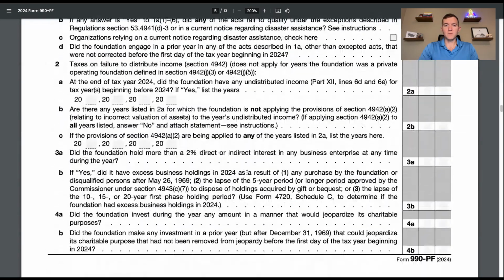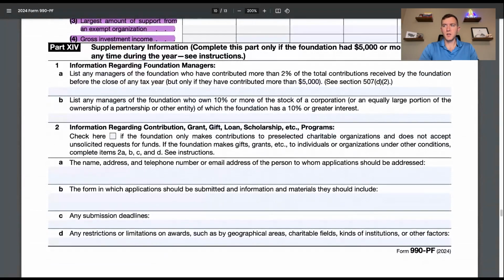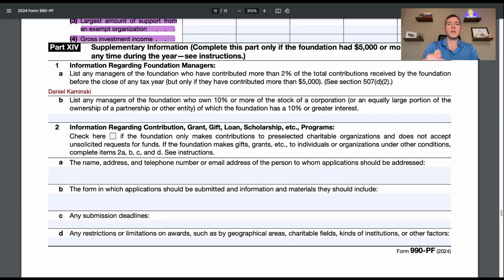And then we have to come down this little section here where it says information regarding foundation managers. This is listing any managers of the foundation who have contributed more than 2% of the total contributions received by the foundation before the close of any tax year, but only if they've contributed more than 5,000. So if that line item up there is checked, now we need to come down here. It's going to be the director, the trustee, president, secretary, treasurer, whatever it may be. It's going to be you and your spouse, you and your family, whomever it may be that is making the contributions more than 5,000. Their name needs to be listed here in that given tax year.